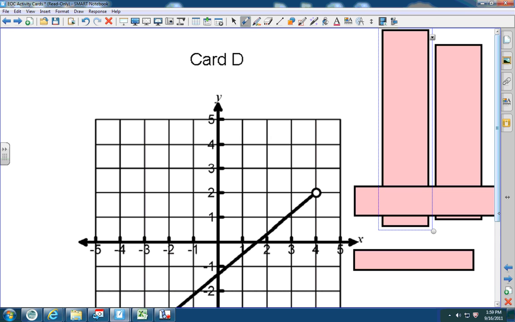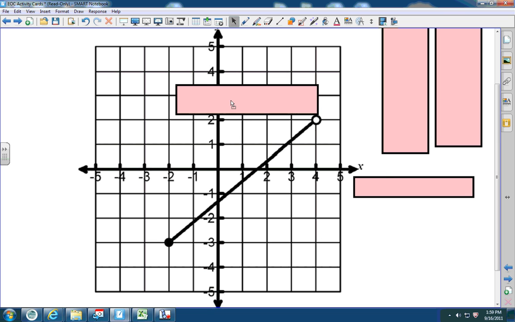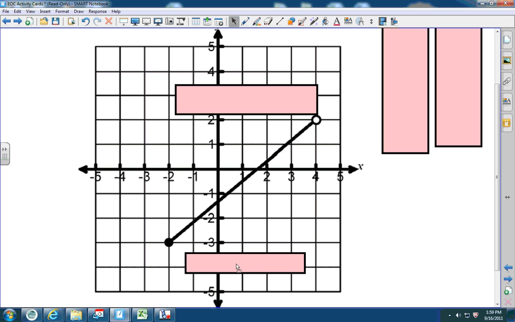Next one, pause the video right now and come back and see how you did after you try and figure out the domain and range. Let's go and box in what you have for your graph.